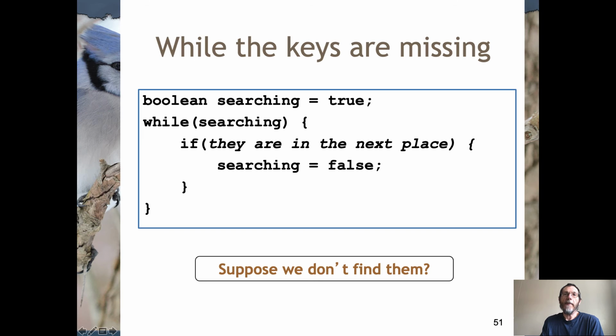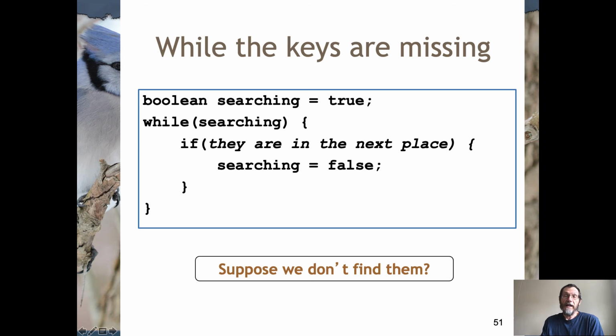And so now when we come back around, the loop's condition will evaluate to false. But if we didn't find them in the next place, then searching will still be true. We'll go into the body of the loop again, look in the next place. Again, if we find them, searching is set to be false, and so on and so on.